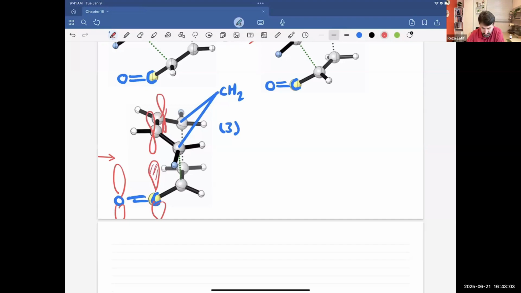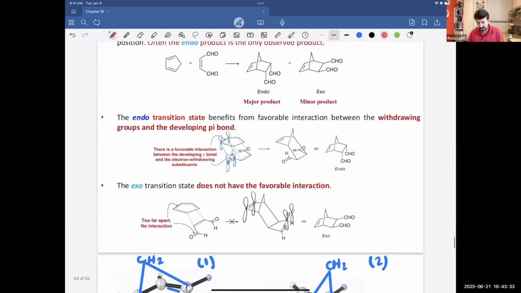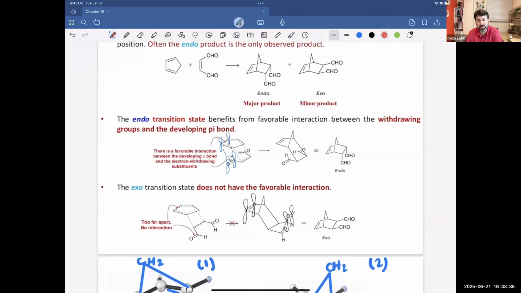Now we can have interaction with those orbitals, and the more of those interactions you have, the more stabilization the transition state will get. So any functional group with a pi orbital can stabilize the transition state, and the activation energy will go down. That means you will get more product from that specific configuration. And this is the reason that endo is the major product compared to the exo.